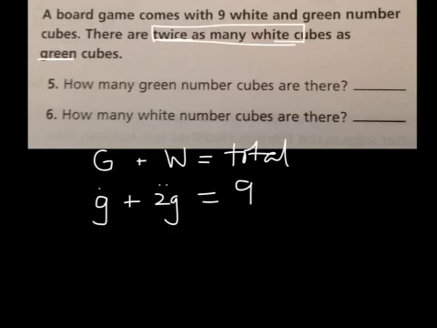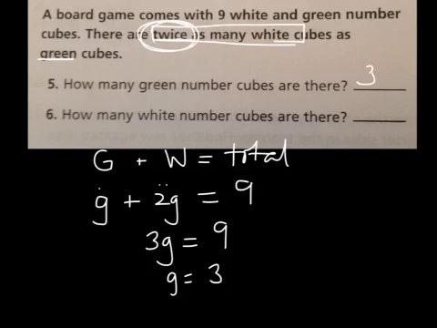1G plus 2G's is a total of 3G equals 9. 3, 6, 9, G equals 3. So G is green. There are 3 green cubes. There are twice as many white. Twice as many means we multiply by 2, and that gives us 6 white cubes. And I'm going to get rid of that so it's not confusing.